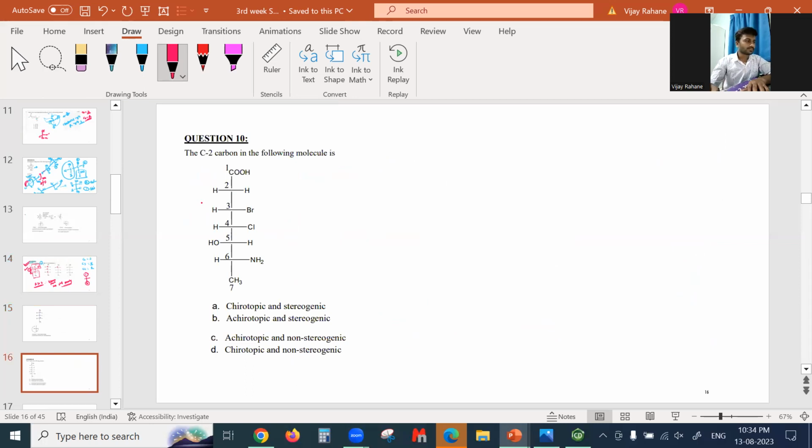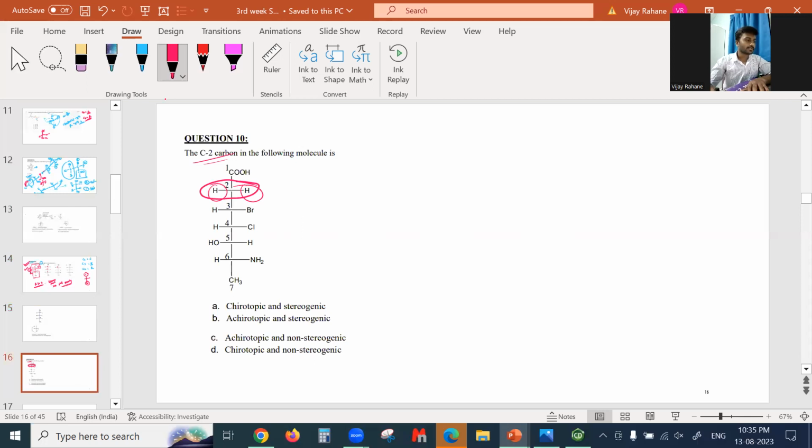And there are also some simple questions, like: the C2 carbon in the following is chirotopic and stereogenic, or achirotopic and stereogenic, or chirotopic and non-stereogenic, or achirotopic and non-stereogenic. They are just theoretical questions. You can just look at this. So which carbon atom? The C2 carbon, this carbon atom.